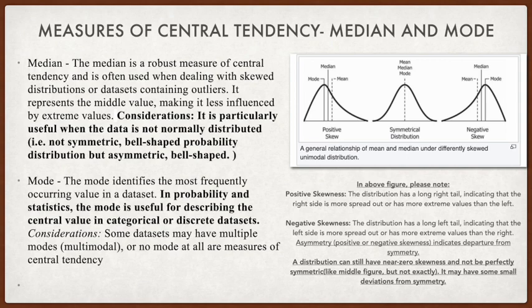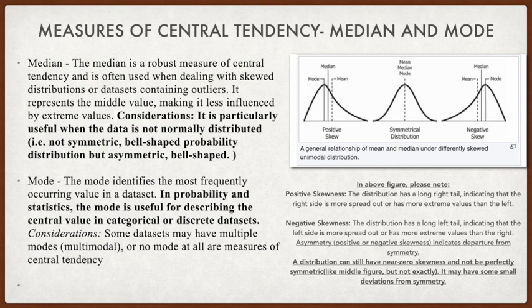Mode identifies the most frequently occurring value in a dataset. In probability and statistics, the mode is useful for describing the central value in categorical or discrete datasets. Some datasets may have multiple modes, which is multimodal. If it has only one mode, it is unimodal, and if it has two modes, it is bimodal, or there may be no modes at all. In the above figure, we see skewness.